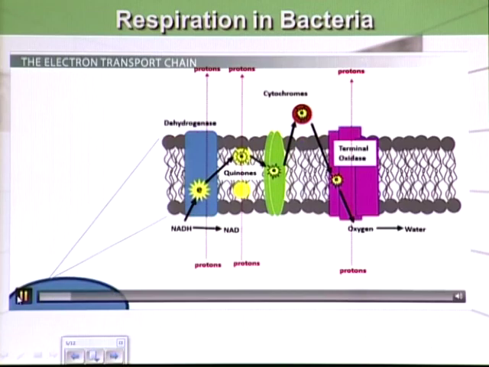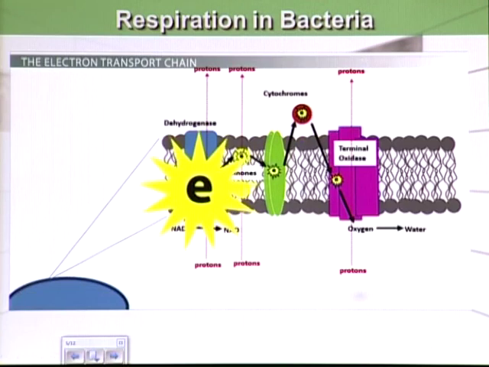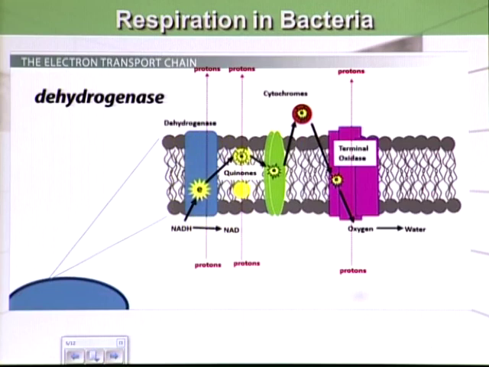Actually, in the electron transport chain, the electron is transported through a series of enzymes, proteins and compounds. For example, we can see here it is transported from dehydrogenase to quinones, then transferred to cytochromes and then to terminal oxidase, from where it is transported to oxygen, and then converted into water. As a result of this transport, a proton gradient is formed in the cell membrane, which we will see in the next animation.